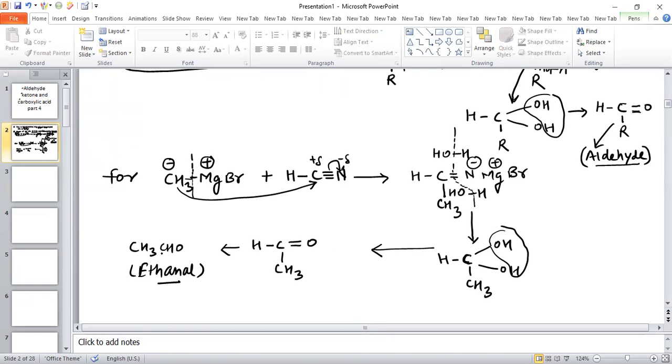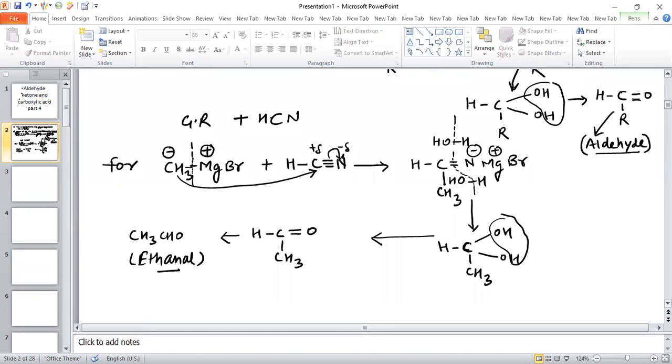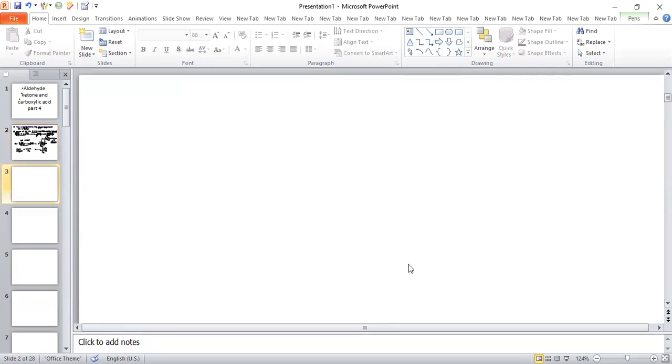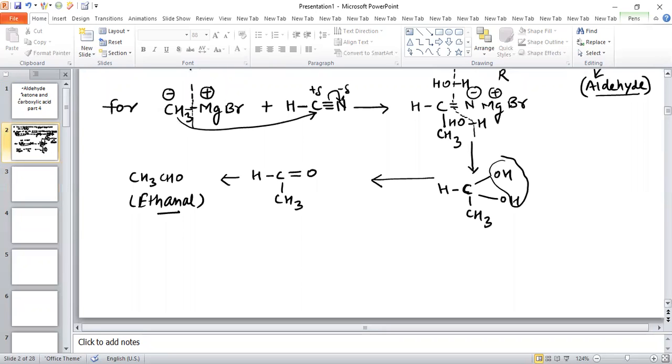So this is the formation of ethanol by using Grignard reagent and HCN. The Grignard reagent we use there is CH3MgBr. Now see another question related to this. You can see in this case very easily. The question is basically what happens if a compound is given like this.